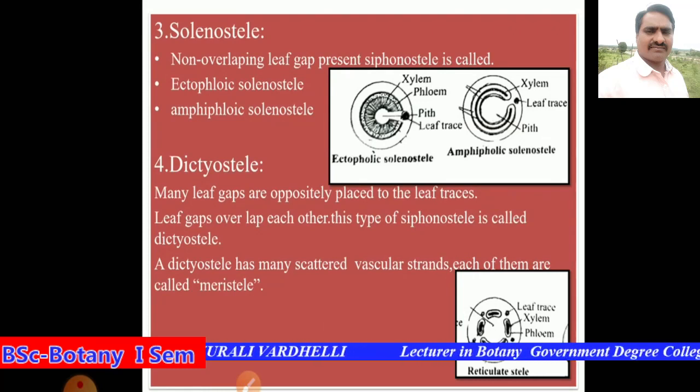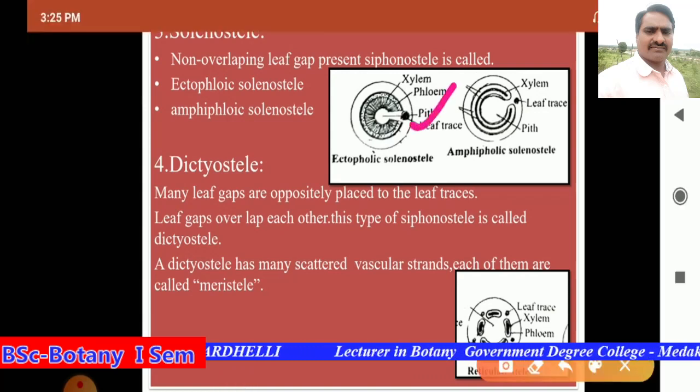What is solenostele? Depending on the presence of non-overlapping or overlapping leaf gaps and traces, siphonosteles are classified. When only one leaf trace is opposite to one leaf gap, such a vascular cylinder is called siphonostele. The one with a non-overlapping leaf gap is called solenostele, right? You can observe only one leaf gap is present in siphonostele. The type of siphonostele is called solenostele.